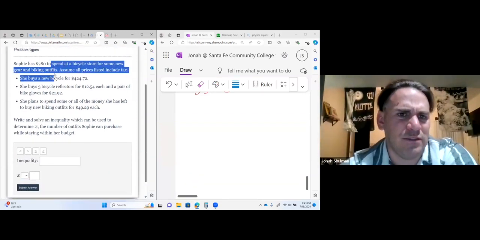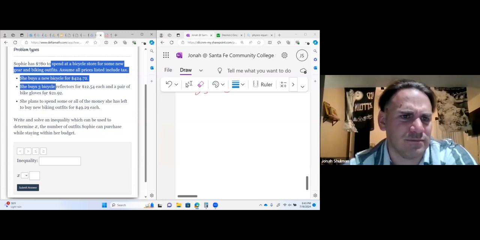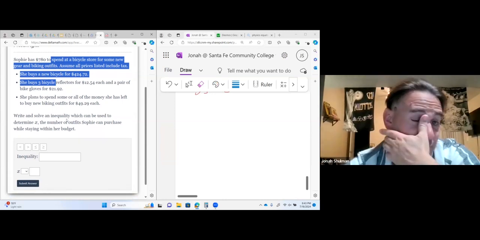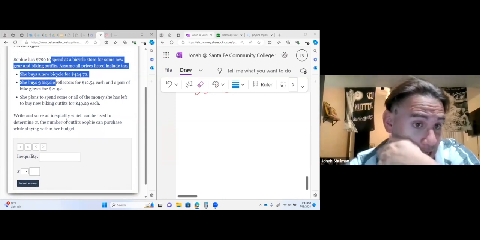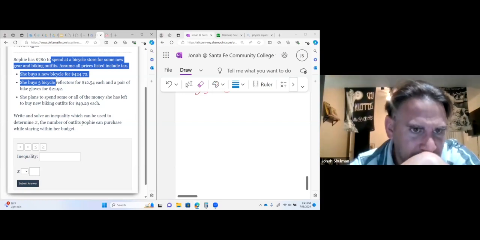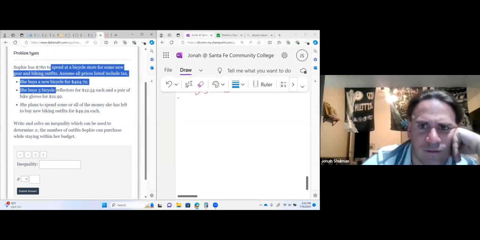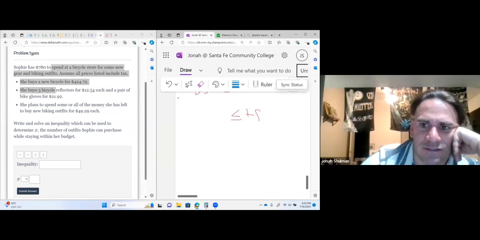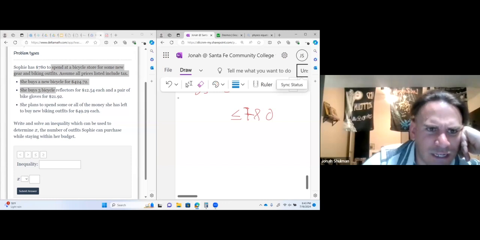Spend 780 at a bicycle store for some new gear and biking outfits. Assume all prices listed include tax. Write and solve the inequality which can be used to represent x, the number of outfits, while staying within our budget. So we know it's got to be like this, 780 at the end. So we can't go over budget. It's at most 780.